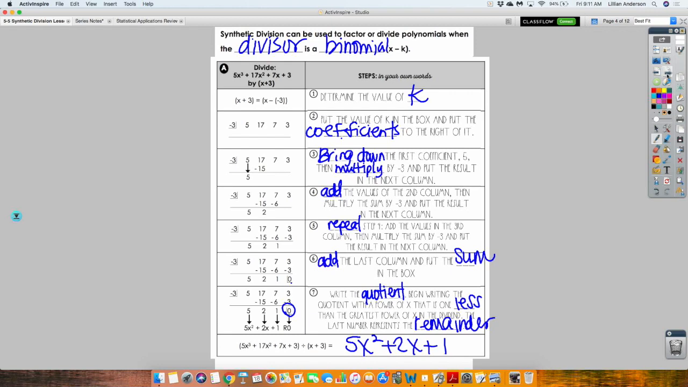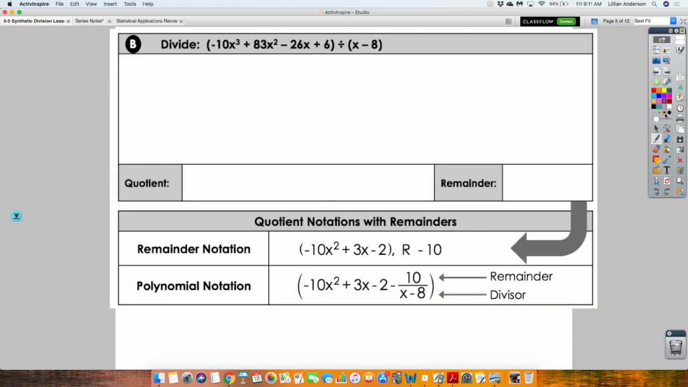So let's look at this next example. We're going to divide negative 10x to the third plus 83x to the second minus 26x plus 6, and we're going to divide it by x minus 8. So now we need to take the divisor and figure out what is going to go in our box. Well, k is going to be 8 because remember, it's always the opposite of the inside. So if it's x minus 8, that means k had to be a positive 8.